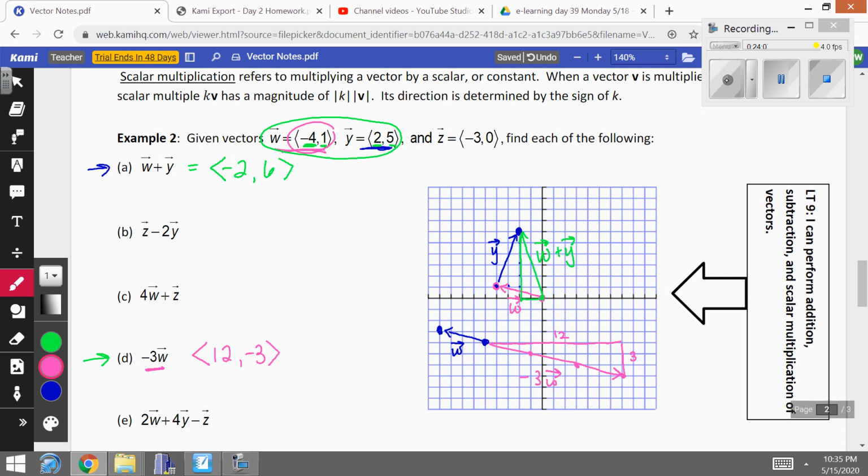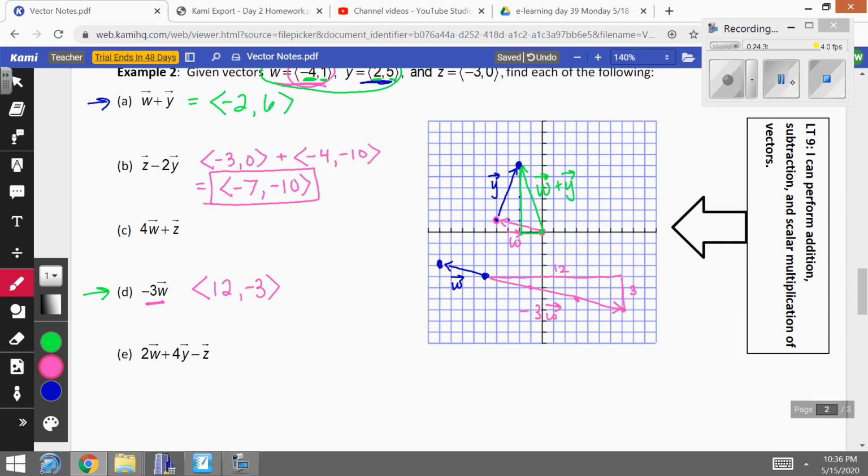So if I go back to b, I'm not going to draw b. I'm taking vector z, which I'm going to write the component form for, negative 3, 0. And instead of subtracting, we're adding times the scalar multiplication of negative 2. So if I multiply y by negative 2, I'm going to have negative 4 and negative 10. If we add these together, we get negative 7, negative 10, and that is our subtraction. So try C and E and see if you get the same answers I do.